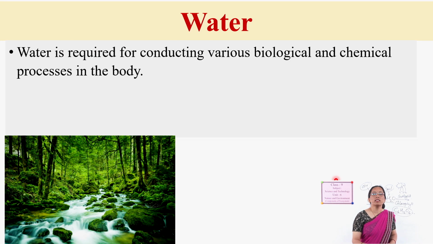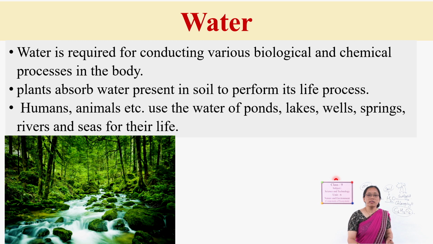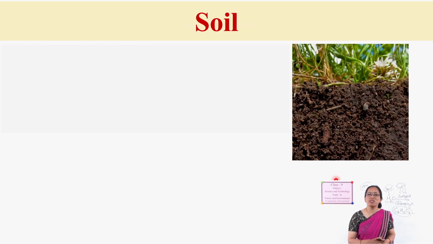What is the role of water in the ecosystem? This water is very essential to perform the various physiological, biological, and chemical processes in the body. That means to perform the various biological activities, water is very essential. Nearly 60 to 70% of the body weight is made up of water. Every organism takes water from different sources like pond, river, lake, etc.